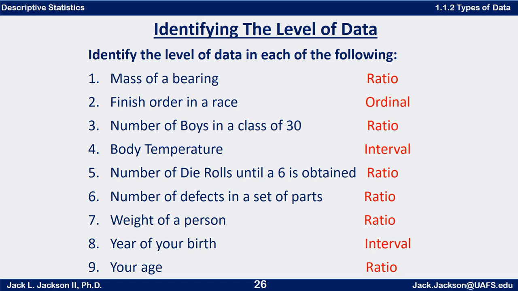The number of boys in a class of 30, that's just a basic count. That is ratio data. It has a natural zero. Zero means they don't have any. It has all the characteristics that we need for ratio data.